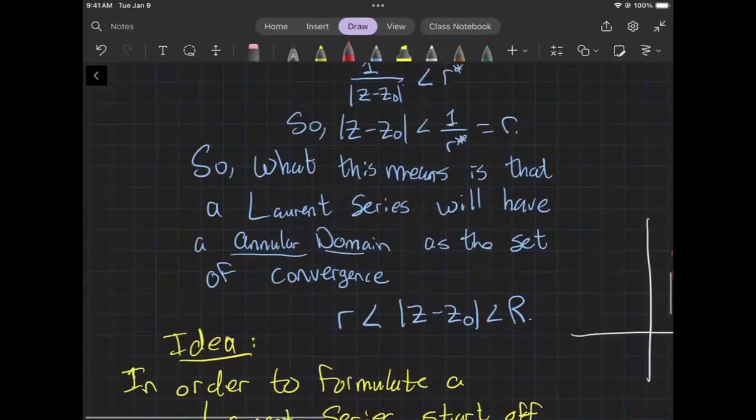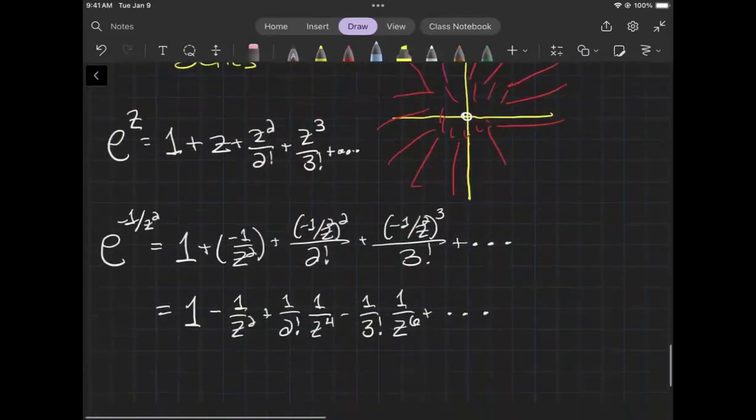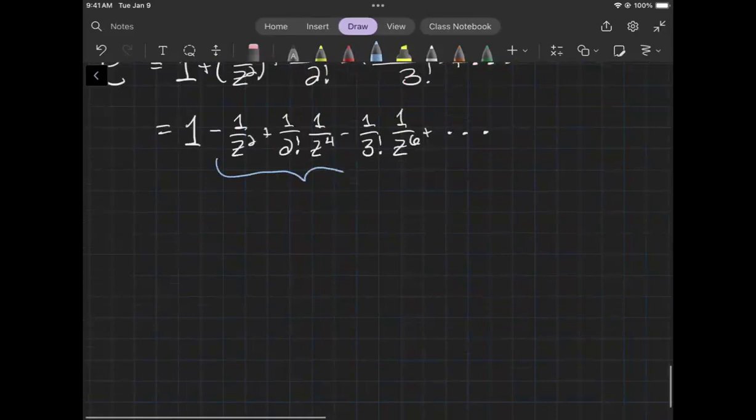So these terms right here account for the principal part, the principal portion. This here is the analytic portion, the constant. So that's a valid Laurent series.